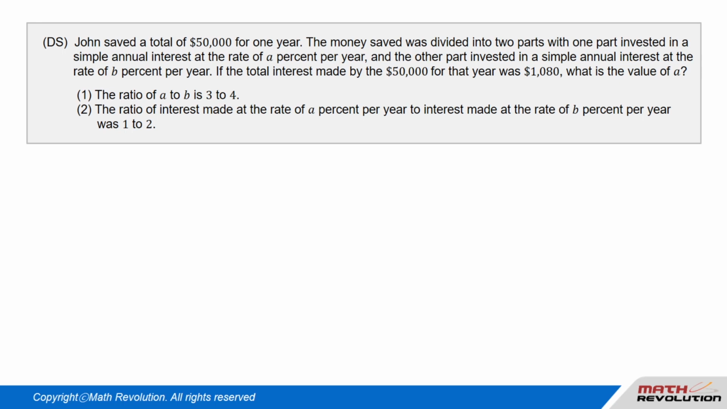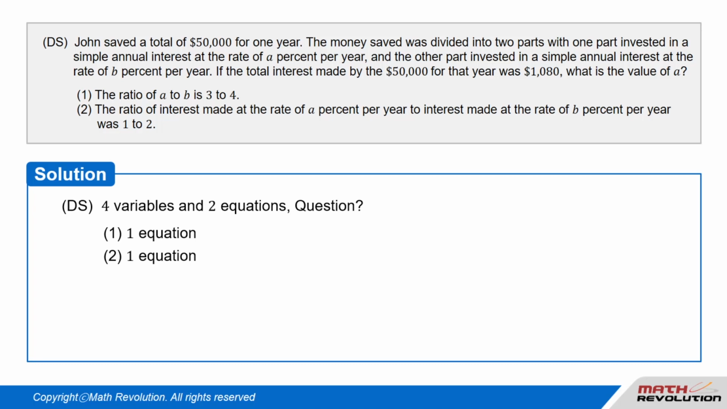Condition 1. The ratio of A to B is 3 to 4. Condition 2. The ratio of interest made at the rate of A% per year to interest made at the rate of B% per year was 1 to 2.